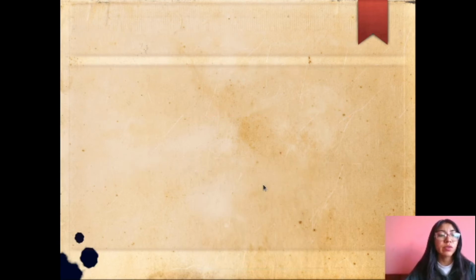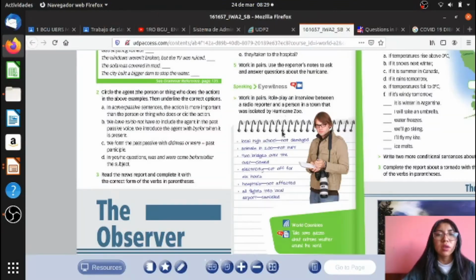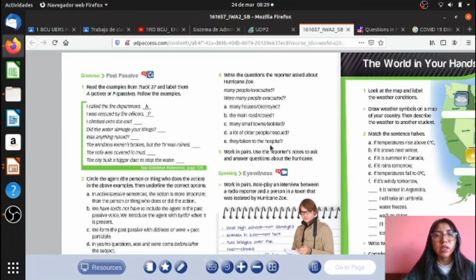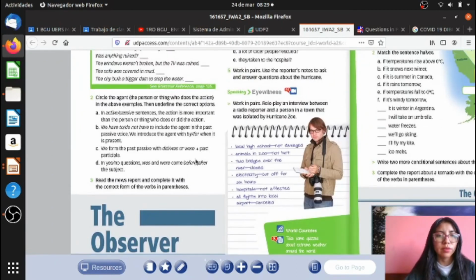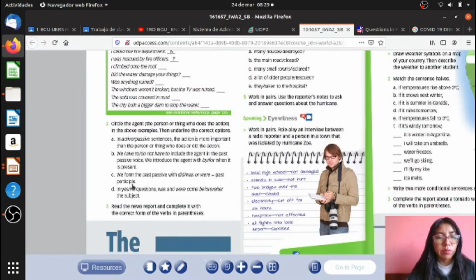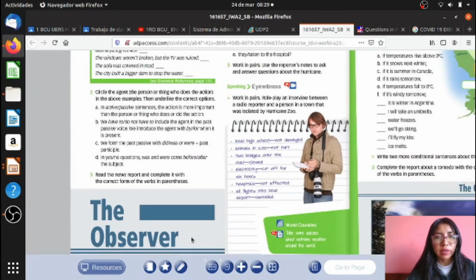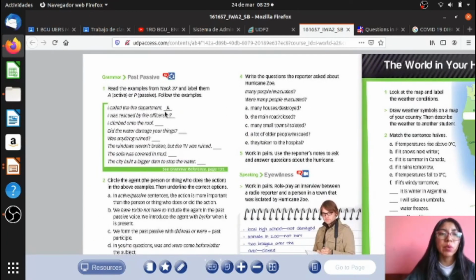What is your homework for today? Your homework for today is to open your books to page number 38. Okay, and you are going to do the exercise number 1, number 2, number 3, and number 4. In exercise number 1, read examples from track 37 and label them, A for active, P for passive voice.